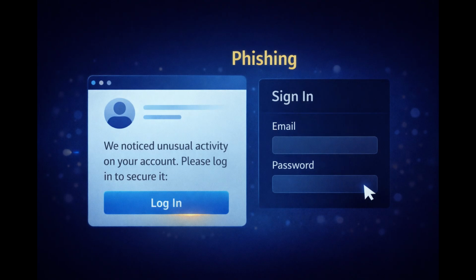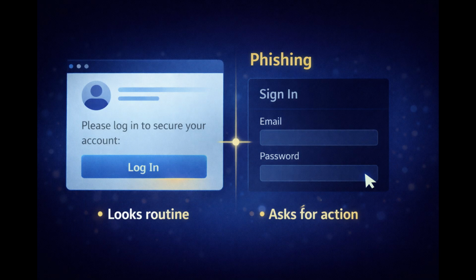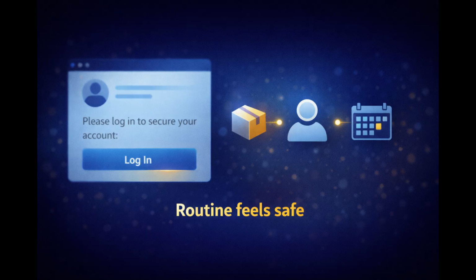The most common social engineering technique is phishing. We've actually covered phishing before in several cyber videos about scam messages. Phishing is when attackers send messages pretending to be a trusted organization. Banks, delivery companies, streaming services, even co-workers or friends. The goal isn't to break a system, it's to convince you to click a link, log into a fake page, or share information. Phishing works because the message often looks routine, and routine messages don't usually trigger suspicion.